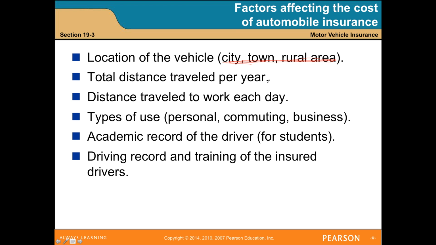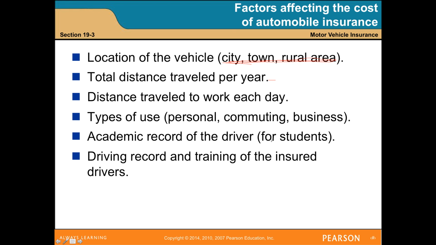Total distance traveled per year. Sometimes they'll ask, where do you live and where do you drive? Where do you work? Oh, I drive to school and back, and that's all I do. But then that has a caveat to it too, because if you get into a crash outside of that, then how is the insurance company going to respond to that? Distance traveled to work each day, types of use: personal, commuting, and business.